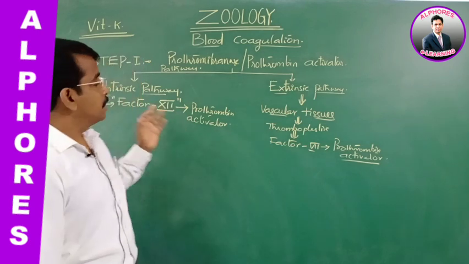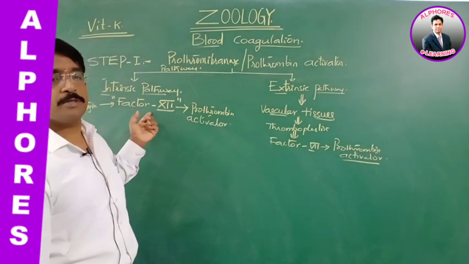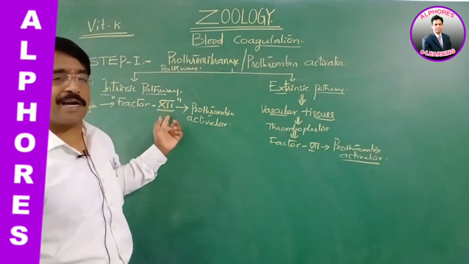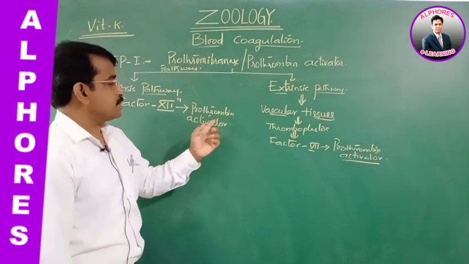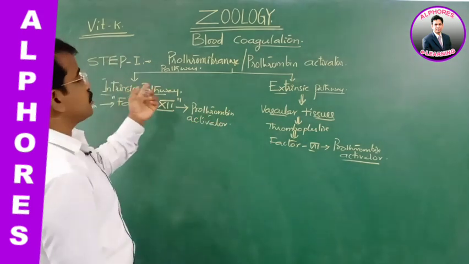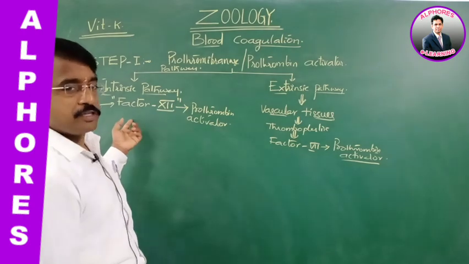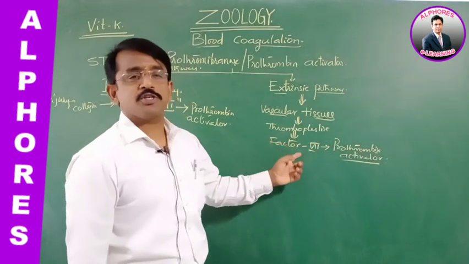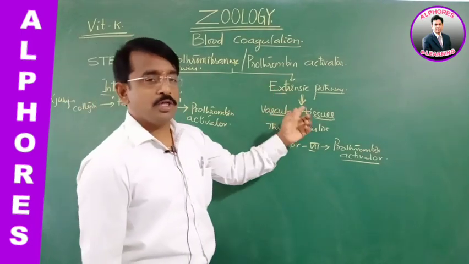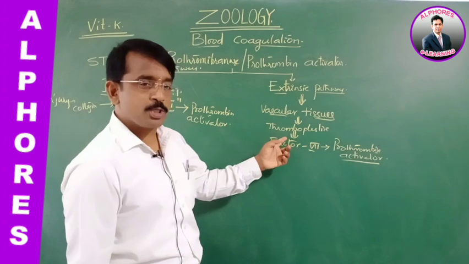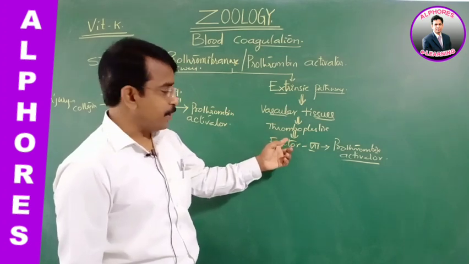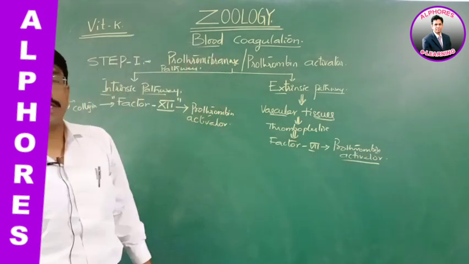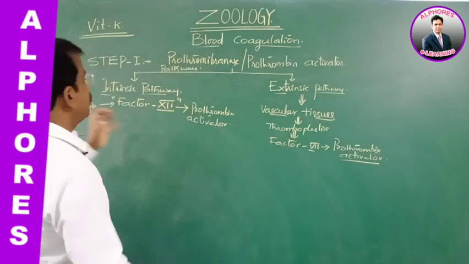An injury to the blood vessels releases the collagen fibers that are exposed to the blood, which activates the Hageman factor, which activates the other factors to synthesize prothrombin activator. This is the intrinsic pathway initiated by factor 12, and the extrinsic pathway is initiated by factor 7. How? An injury to the vascular tissue releases the tissue thromboplastins, which activate the factor 7th, which activates the prothrombin activator. This is how the first step works.